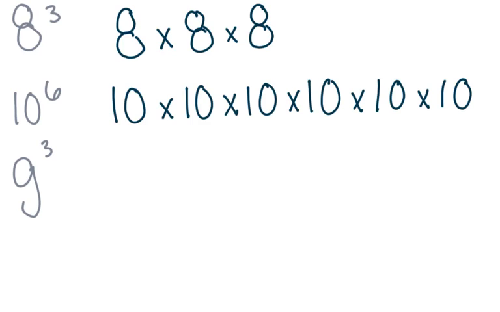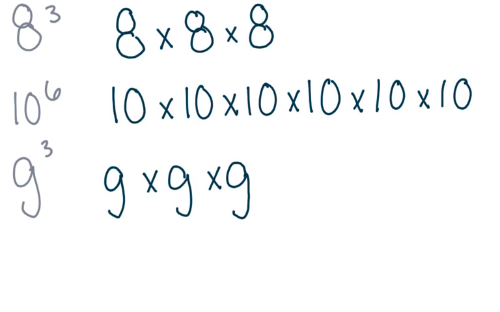Our last example is g to the power of 3. So this doesn't have a number. Instead, it has a letter. And sometimes we're going to see that. And that just simply means that g is our base number. So we're going to be multiplying g by the exponent, which is 3. So 3 times. So it's going to be written as g times g times g. So whether it's a number or a letter, it's still the base number.